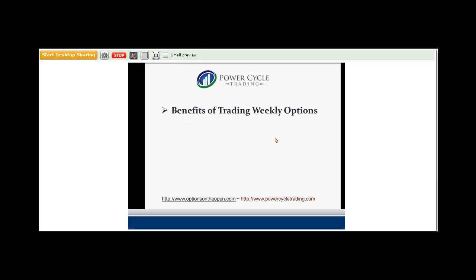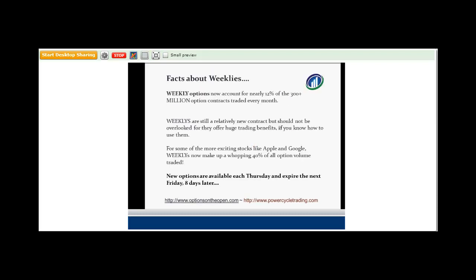Now, weekly options are sometimes even better than futures, and so I'm going to go through some of those benefits here. But weekly options now account for nearly 12% of 300+ million option contracts traded every month.